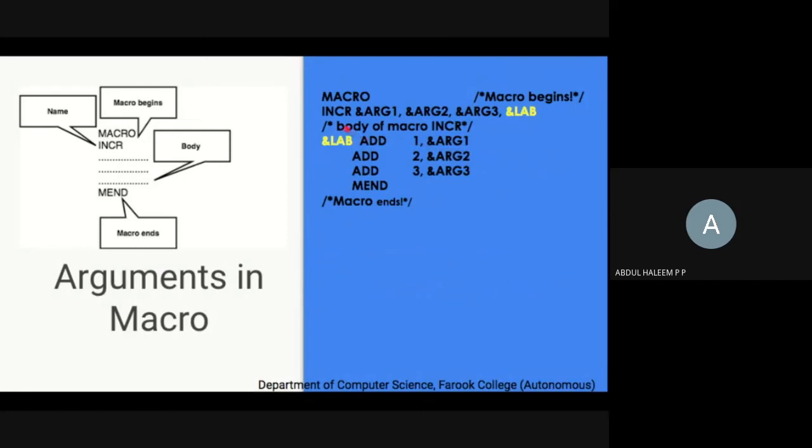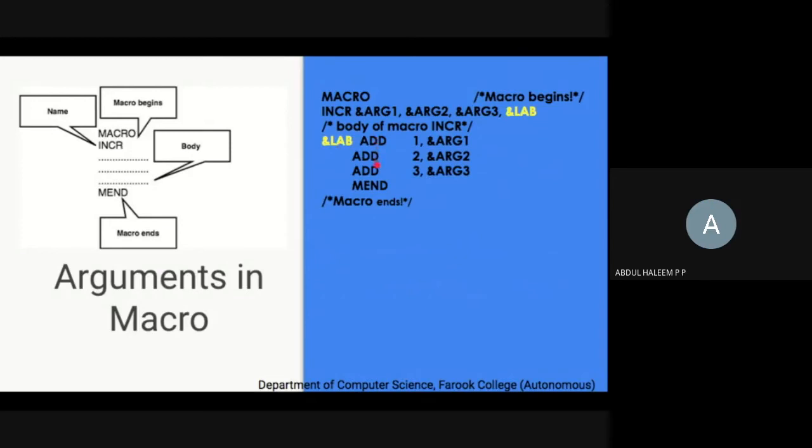See here, we have one more argument. This is highlighted because this argument, you can see it happens here. It is on the label field. We know that in an assembly language statement, there are fields. There are fields for even labels. There is a place where the label has to occur. So you can see that lab is a label. So even a label can be an argument.